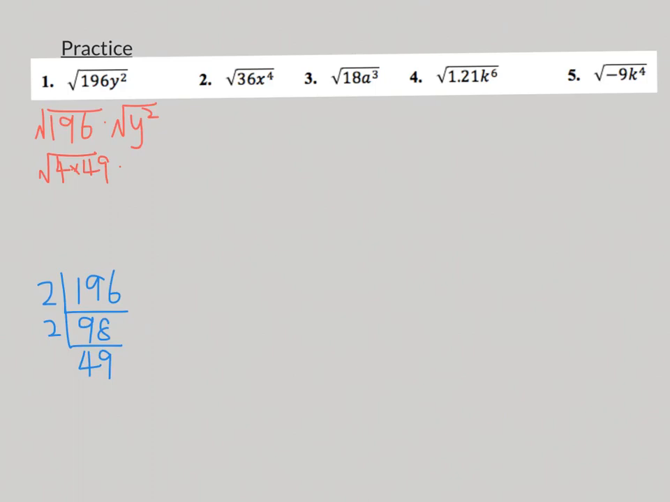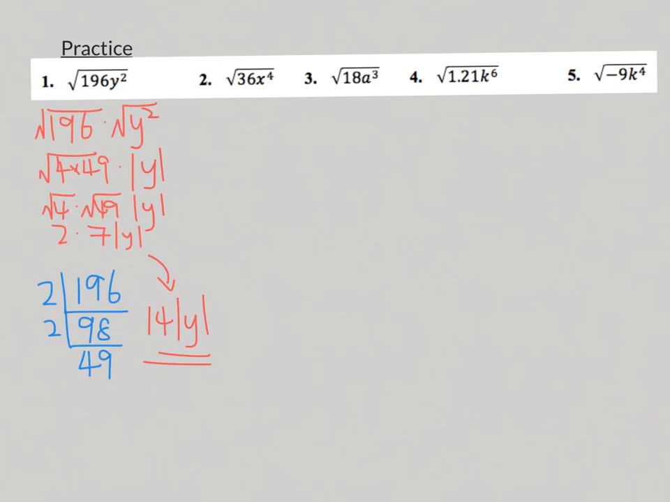And if you take the principal square root of y squared, you get the absolute value of y. When you break up the numbers, you get the square root of 4 times the square root of 49 times the absolute value of y, and that's 2 times 7 times the absolute value of y, and you will get 14 times the absolute value of y as your answer.